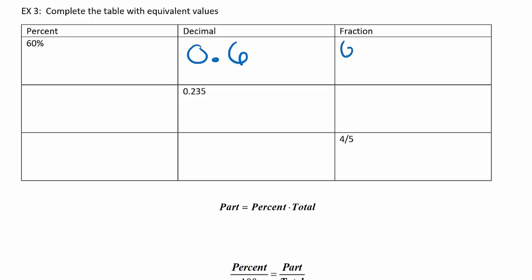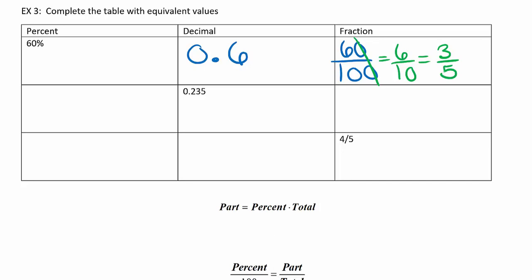As a fraction, we always put it over 100. And then we always reduce our fractions. I'll divide by 10 first. And then 6/10 I can divide the top and bottom by 2. And that gives me 3/5.